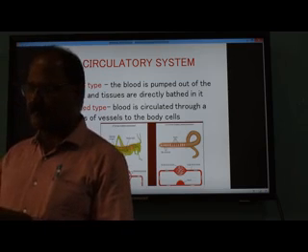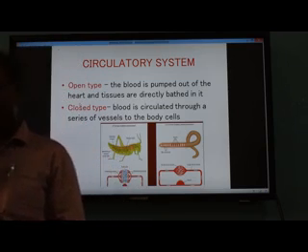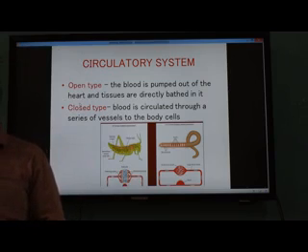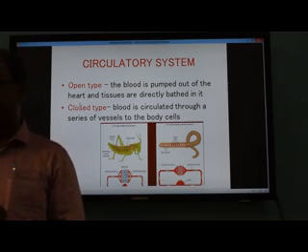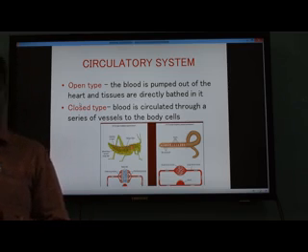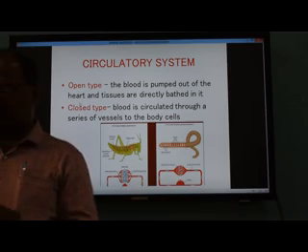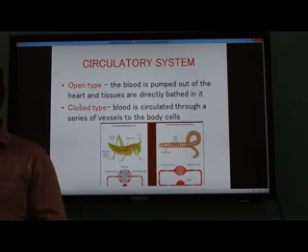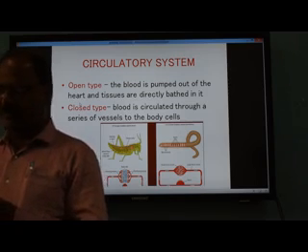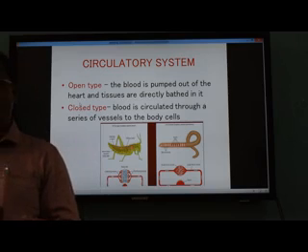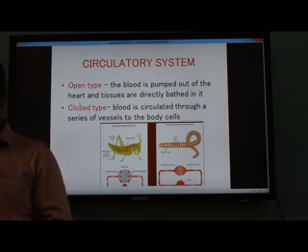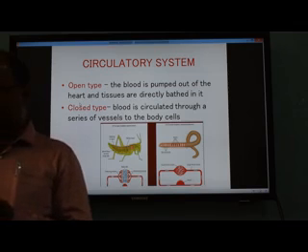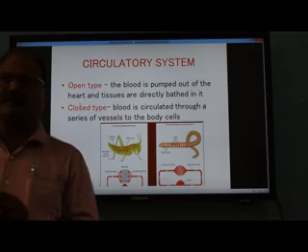One is the open type. In the open type, the blood is pumped out of the heart and the tissues are directly bathed in it. This is the open type of circulatory system, as in the lower organisms. The second one is the closed type of circulatory system. Blood is circulated through a series of blood vessels to the body cells. This can be observed in higher organisms like vertebrates.